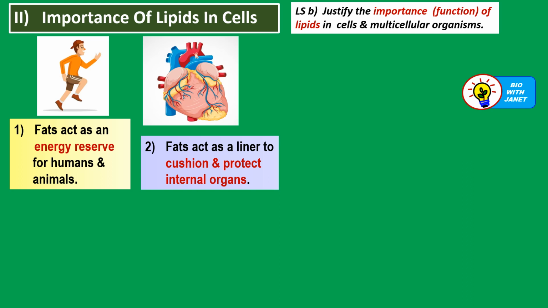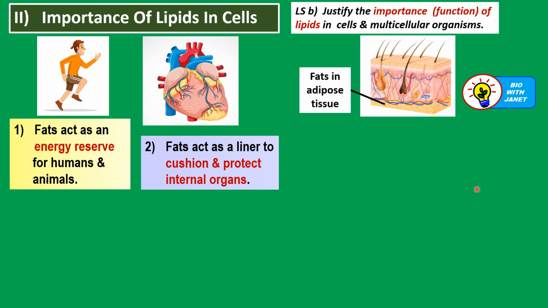Here we see the heart. It is actually covered by a layer of fat. Now, these yellow parts here are actually the fats, and the fats will surround the heart, okay, and if a person suffers from physical shock or a fall, then the fats will be able to cushion the heart and other internal organs to prevent injury.